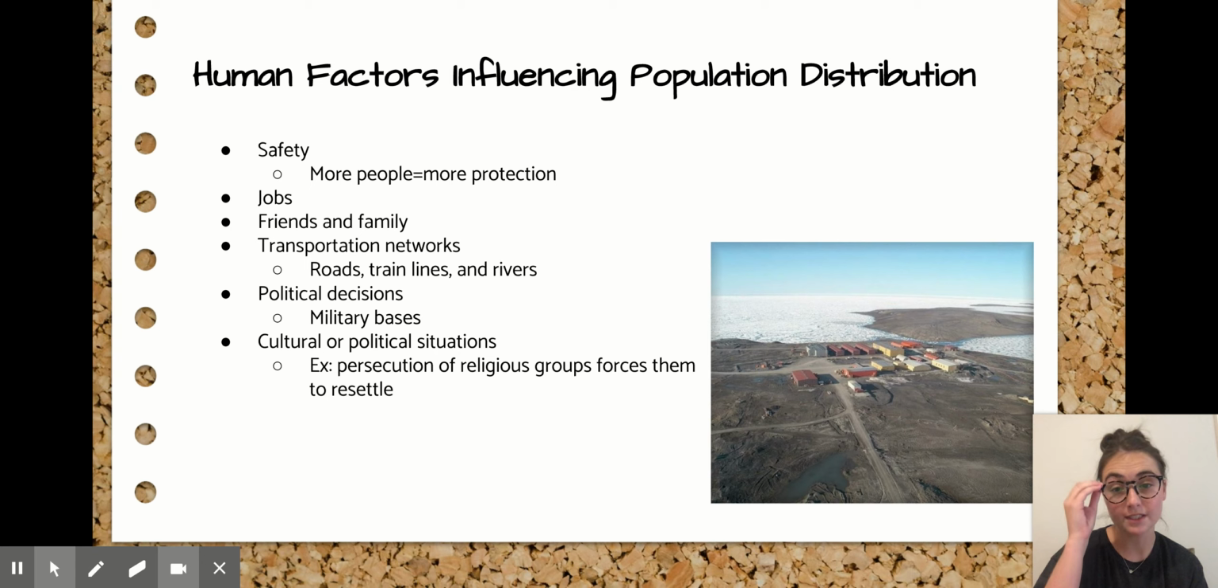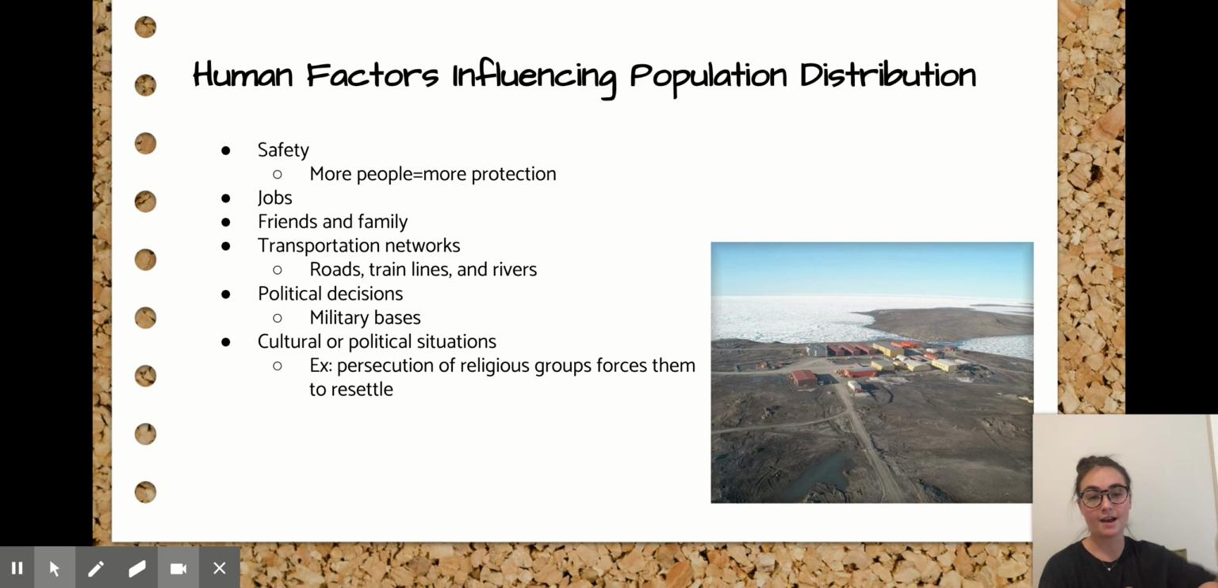People are also going to settle near transportation networks, so roads, train lines, rivers, places like that. People aren't generally going to settle where you have to hike in the middle of the woods to get there, right? You're going to settle where you have easy access to other places. And then political decisions are also a human factor that influence population distribution.